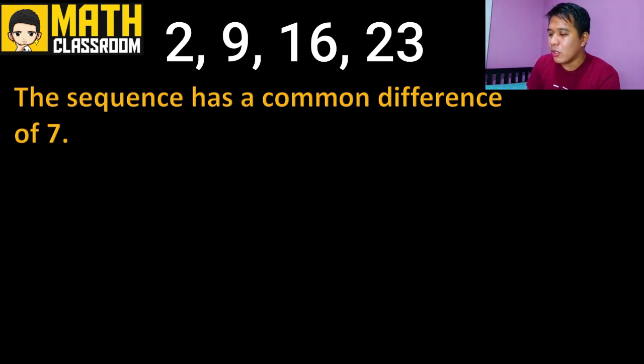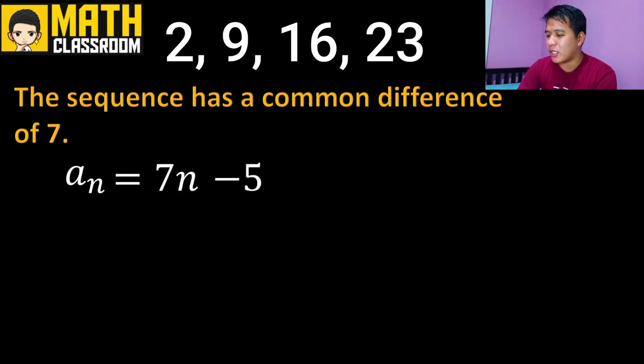So, now the rule will be a sub n is equal to 7n minus 5. So, saan naman nakuha yung 7n minus 5 na yan? This 7 is actually the common difference. And then, the minus 5 here is more of like a trial number. Parang tinest mo siya. Because if you're going to replace n with 1, you will have 7 times 1, which is 7. So, what do you have to add or subtract to 7 para lumabas ay 2, the first term? Dahil may 7 ka, 7 minus 5 will give you 2.